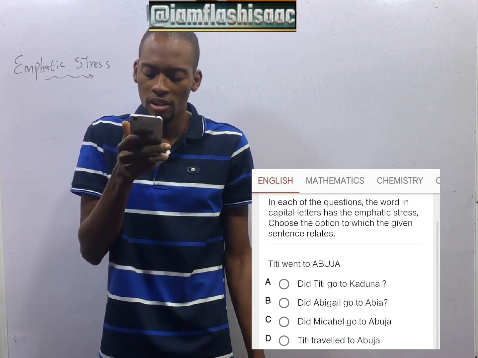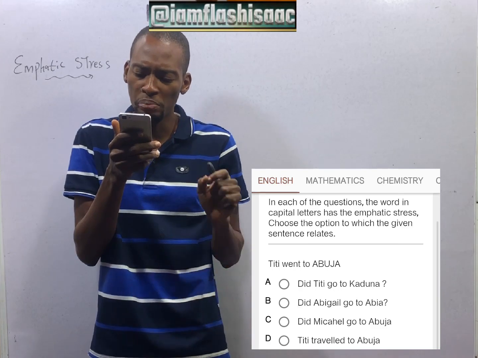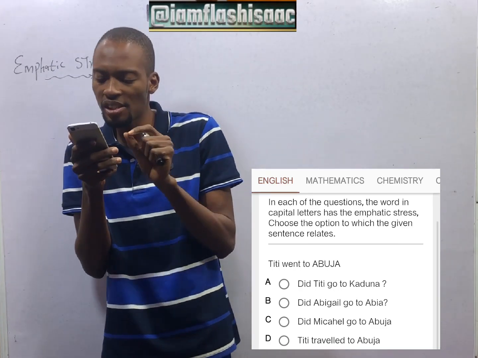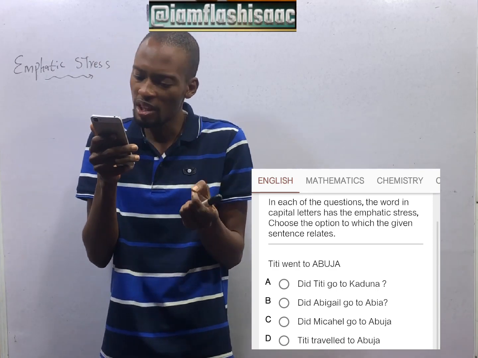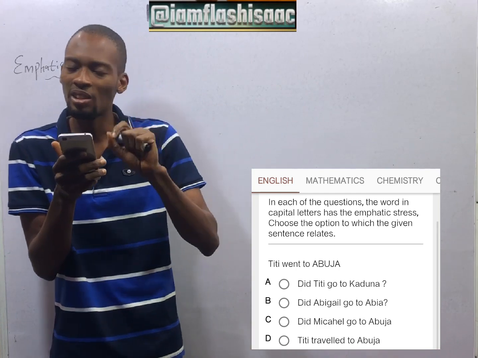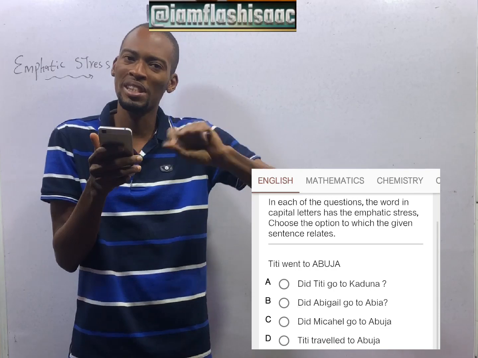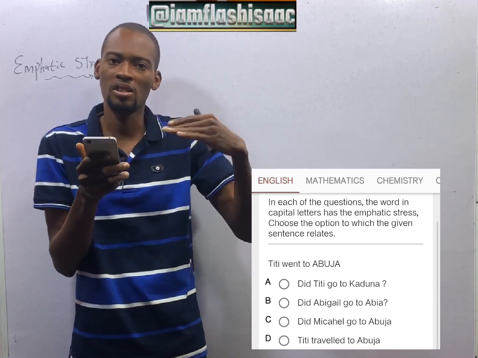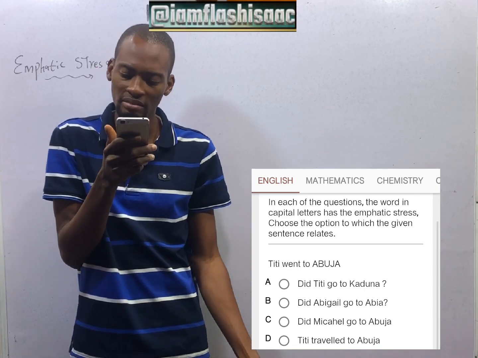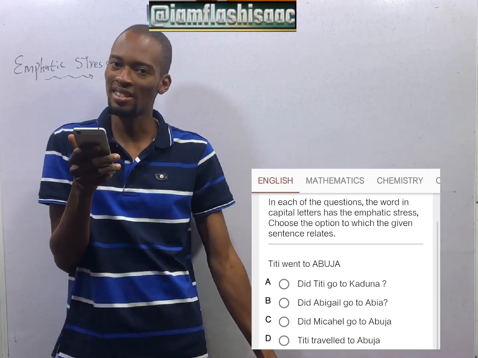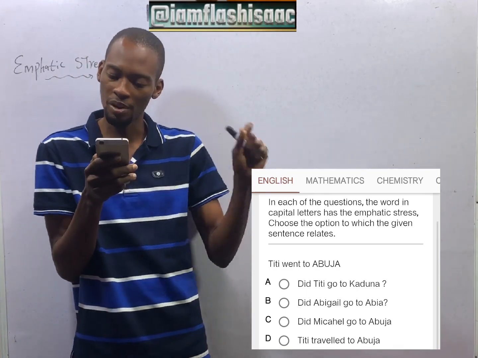Let's see B. Did Abigail's father go to Abia? Now option B would have been correct if Titi remained, but they changed Titi to Abigail. In emphatic stress, don't change any other thing except the one that is stressed. So Titi wasn't stressed, but they changed Titi to Abigail. So it's not correct. Option C, did Michael go to Abuja? There is Abuja there. Option D, there is Abuja. So they are wrong. Anyone that has the one stressed is likely going to be wrong.